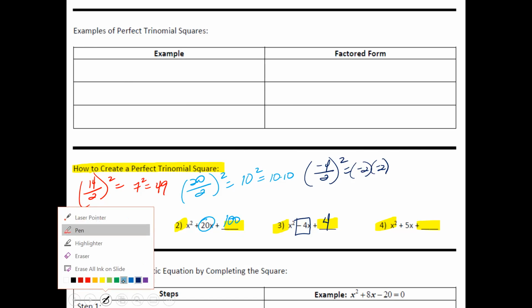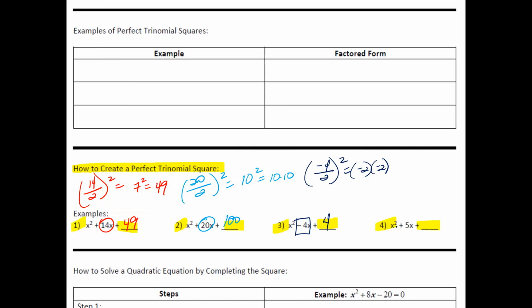And then you have the very last one here, which is a 5. Notice how 5 is an odd number. 2 doesn't go into 5 directly. So you just go ahead and distribute that square. So that's 25 over 4.